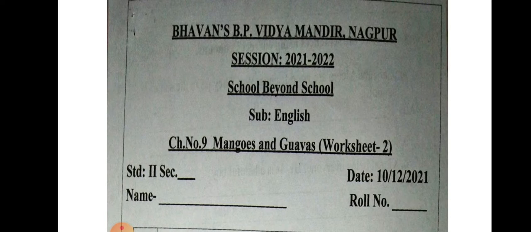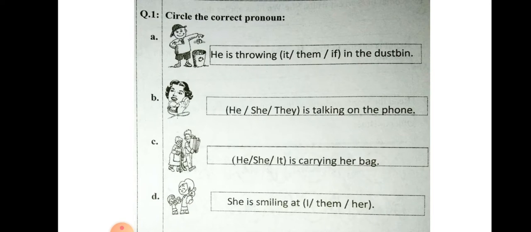Okay, children, please let me remind you about the pronoun. What is a pronoun? It's a word which takes the place of the noun. The words which we use in place of the noun are called pronouns. For example, he, she, it, they, I, we, you. Okay, children, let's begin now.